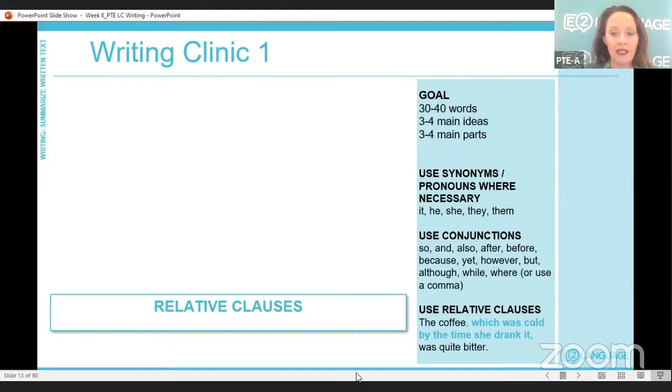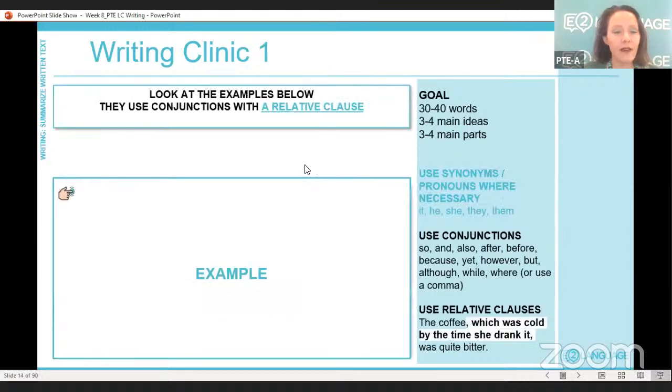So what that means is you have to have the subject, the thing you're describing, and then a verb after the relative clause. If there isn't a verb after the relative clause, it's not going to be correct, unless it's the end of a sentence and that's a different type of relative clause. But if you're describing something, so the coffee we have here, then we say which was cold by the time she drank it. So right next door we put was quite bitter. So very important to make sure you've got that verb.